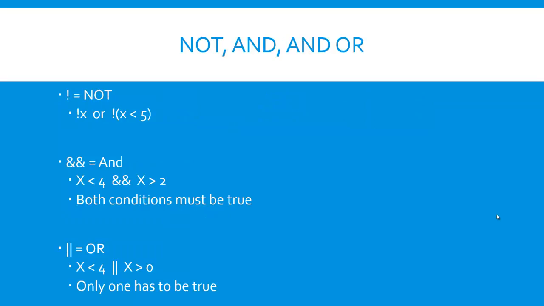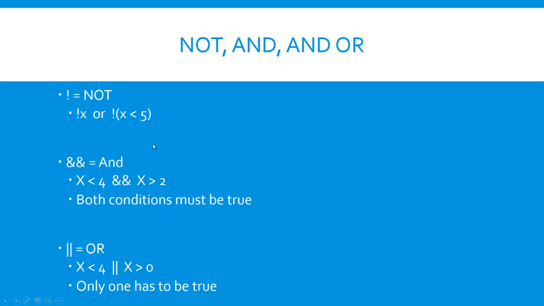All right, and then there's not, and, or. So remember, anytime we have an exclamation point in front of something, we mean not. So not x means x is not smaller than 5.